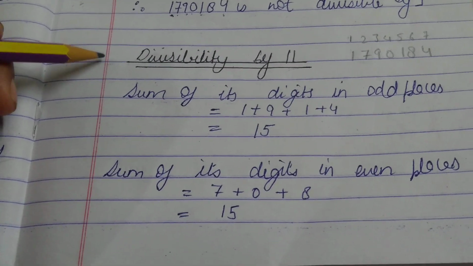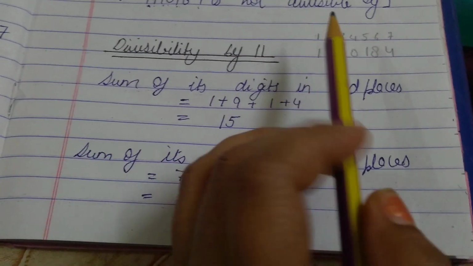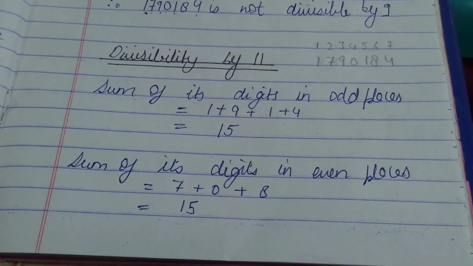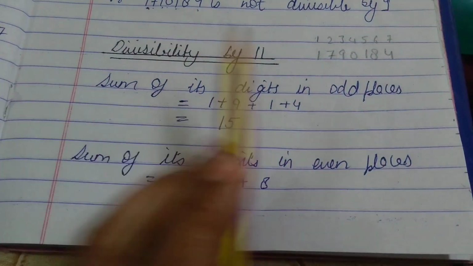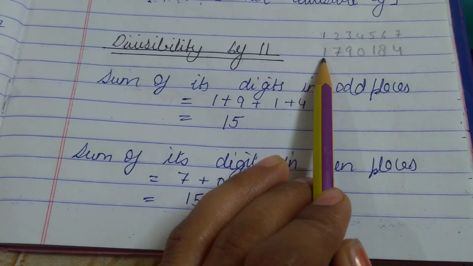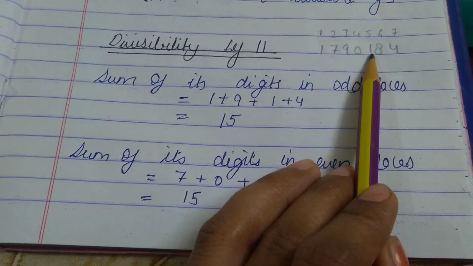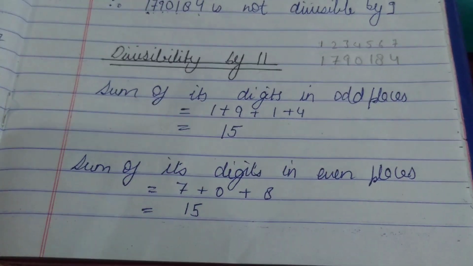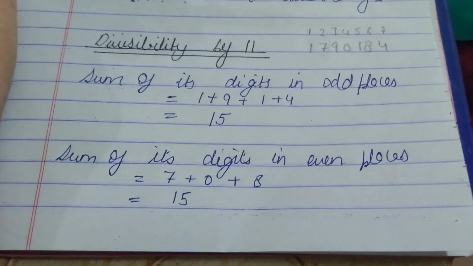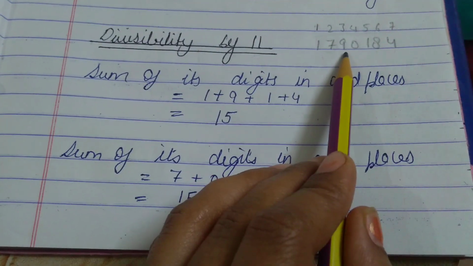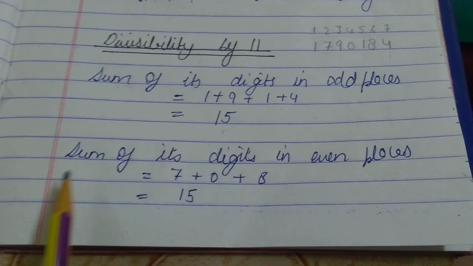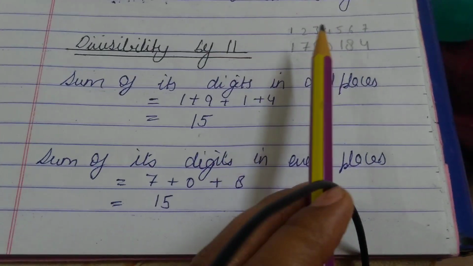Now divisibility by 11. The given number is 1790184. First we will do the numbering of the given number. You can do the numbering from this side also, no problem. It is 1, 2, 3, 4, 5, 6, 7. Now the sum of its odd places. Odd places are 1, 3, 5 and 7. That is 1 plus 9 plus 1 plus 4, it is coming 15.